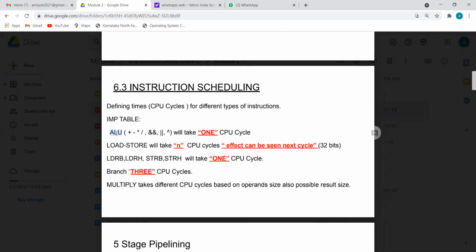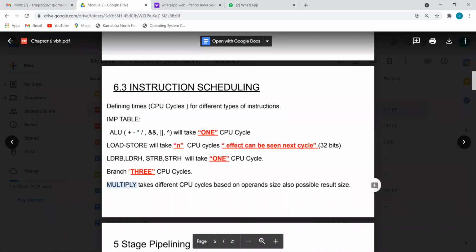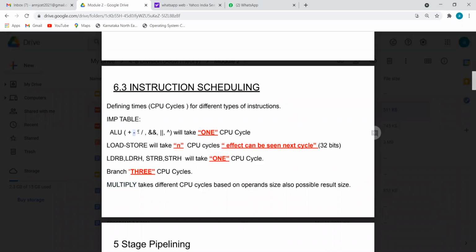Okay, so arithmetic and logical instructions. I would have typed only AL, not ALU. Anyway, since all instructions execute in an ALU, I will write AL. Arithmetic instructions mean what? Plus, minus, star, division. Excluding star. Star is different, that's why I'm mentioning it in the last point again. Okay, plus, minus, star, division. Logical OR, logical AND, and XOR. They all will take one CPU cycle.